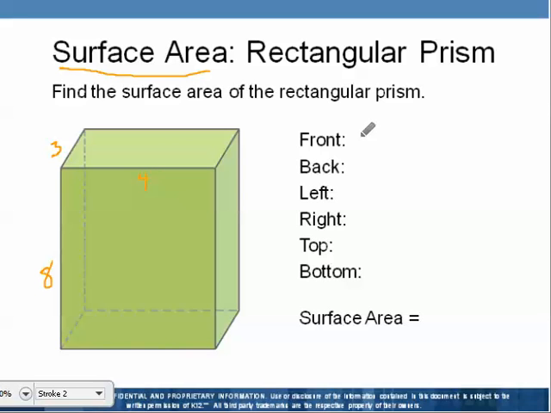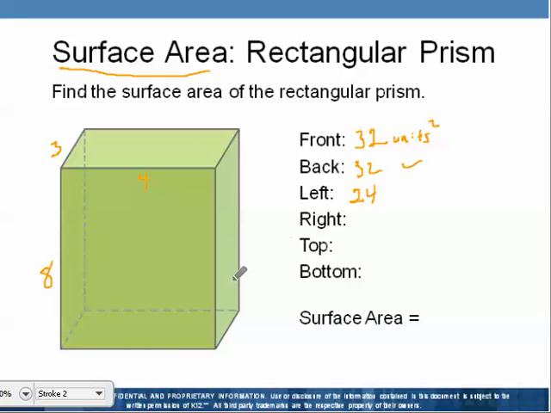And I multiply 4 times 8 to find the area of that object. And what I get is 32, so that's 32 units squared. Now the back is going to be exactly the same because of the type of shape that I have, 32 units squared. The left side, this side back over here that we can't see, it's kind of hidden behind it, it's a 3 by 8, and 3 times 8 is 24.